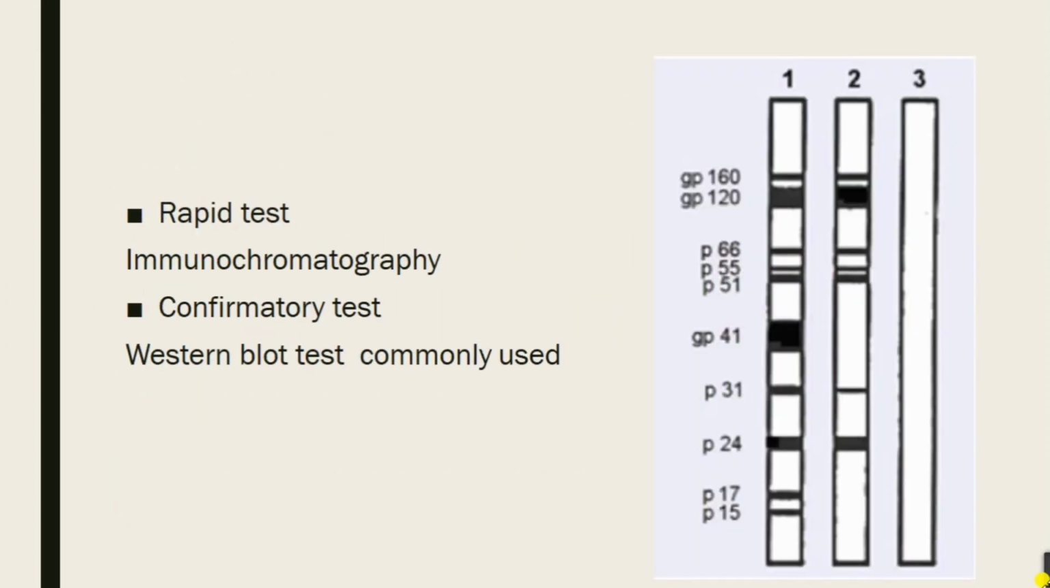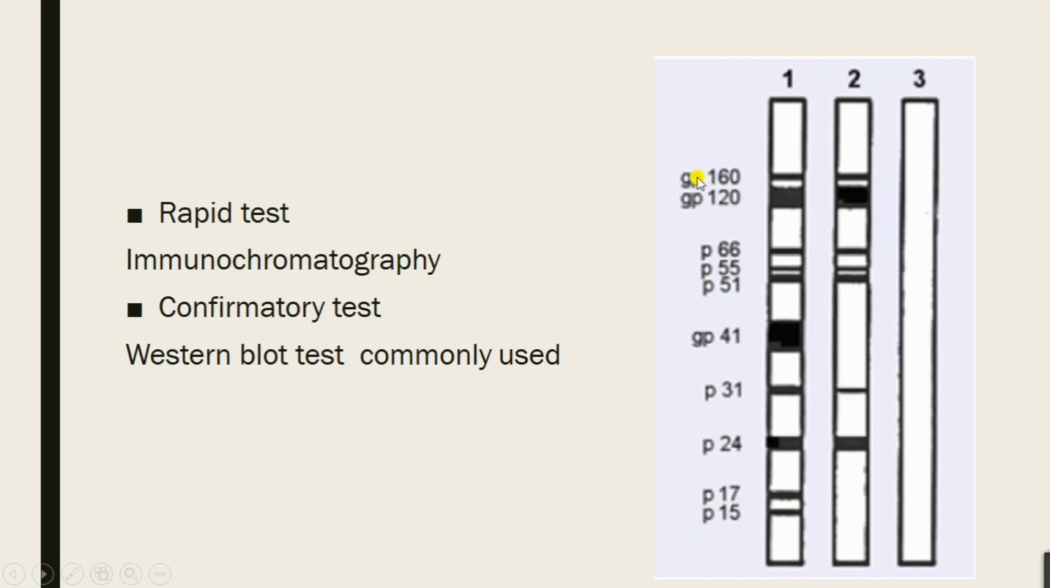Next is a rapid test, that is immunochromatography or the TriDot test, and the confirmatory test for HIV is the Western blot assay. You can see the Western blot assay paper here. The first one is the positive control, the second one is the test and the third one is the negative control, though the negative control may not be completely without bands.